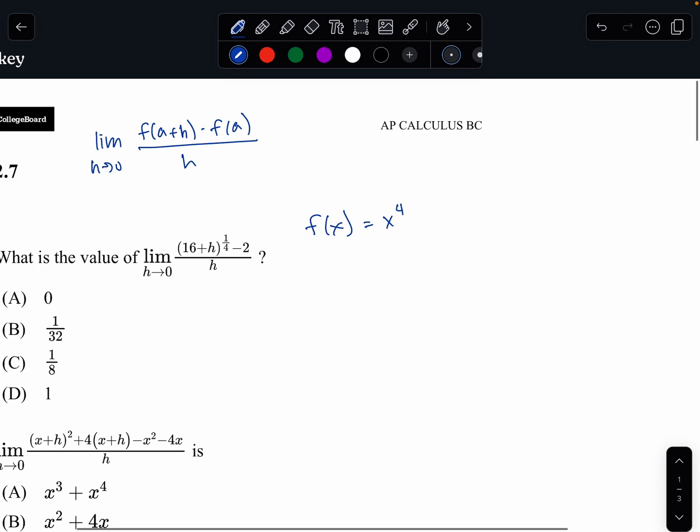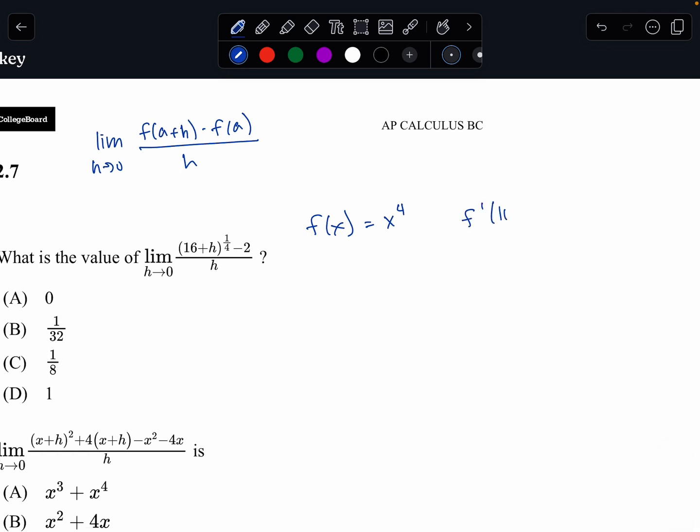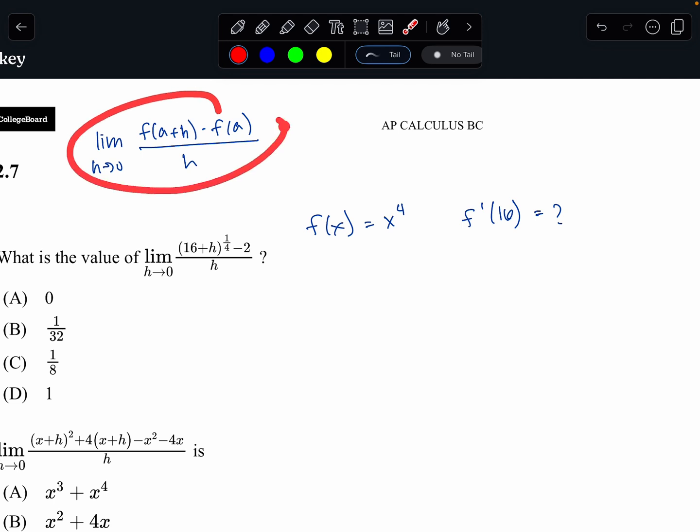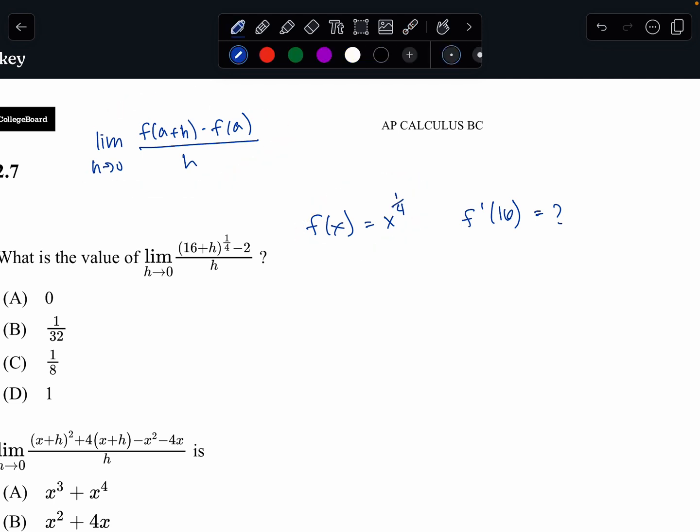And what we're trying to find is f prime of 16. What is that equal to? So let's find f prime of x, because that's what this is. This is saying f prime of 16 when f of x equals x to the fourth. That's exactly what this expression is saying. So now I don't have to follow through on this definition to find the derivative. Let's just use the shortcut. As long as I write this correctly, 1/4.